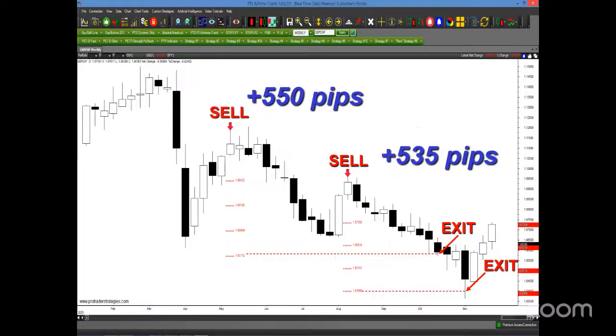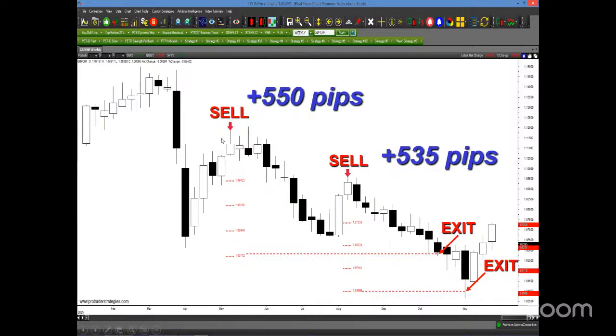Or we can apply this to currency pairs. Here's a weekly chart of the British pound Swiss franc. Now this is a phase one to the downside, phase two up, generated a sell signal. Here's our exit point. We could have exited about 5 months later with a 550 pip gain. That's thousands of dollars profit potentially could have captured.